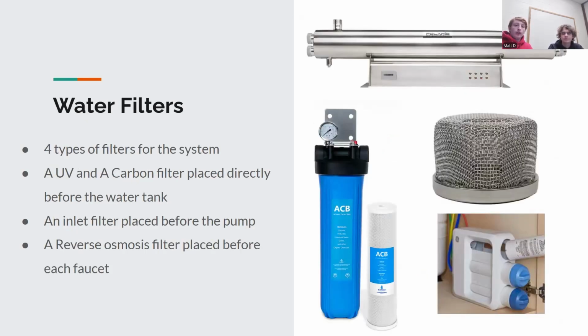So next we move on to the water filters. There are 4 types of water filters for the system. We have the UV and the carbon filter, which are placed directly before the tank. The inlet filter is placed in the suction pipe, which sucks water, clean water hopefully, into the pump itself. It prevents any debris getting into the pump, possibly damaging it. And then we have the reverse osmosis filters that will be placed under each faucet to provide clean drinking water for the residents.